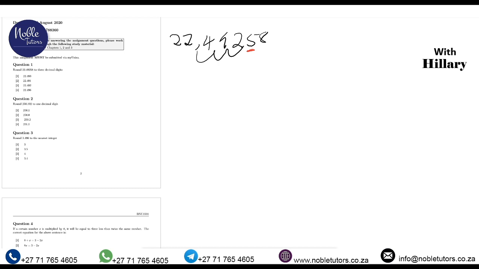Then you apply a rule which says if the number is between 0 to 4, you don't round off anything. But if the number is from 5 to 9, you round off upwards, like you add 1 on the last number. Hence, we can see that our number is between 5 to 9. So our rounding off final answer will be 22.493. We add 1 on the 2, then it becomes 3, because the following number is 5, which is between 5 and 9. That is how to round off a number such as this to 3 decimal digits.